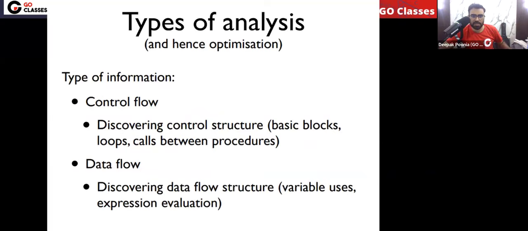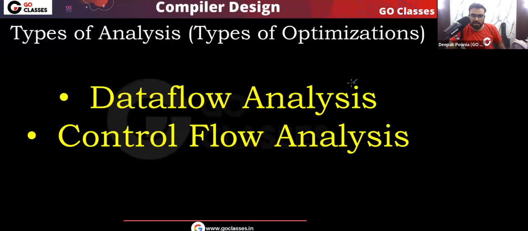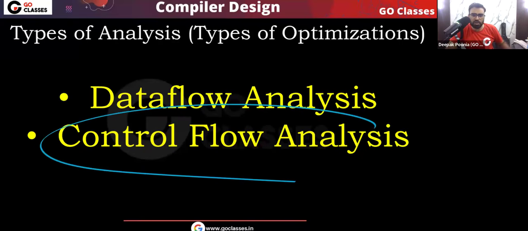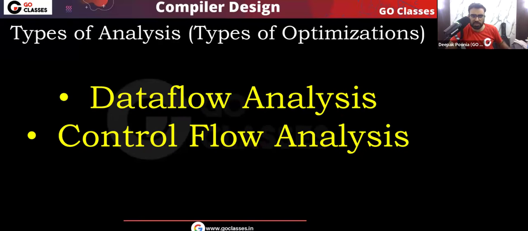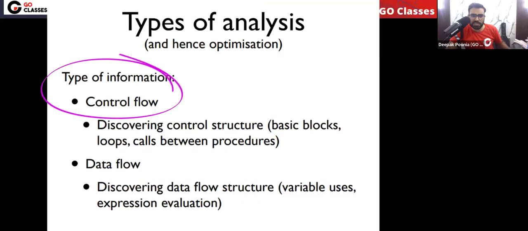Okay, very simple. Now I was telling you that there are two types of analysis. One is data flow analysis, another is control flow analysis. Let's see the difference between these two. The name itself is telling you. Control flow analysis means here we discover the flow of control. We do the analysis of flow of control. And in data flow analysis, we discover the data flow, the flow of data.